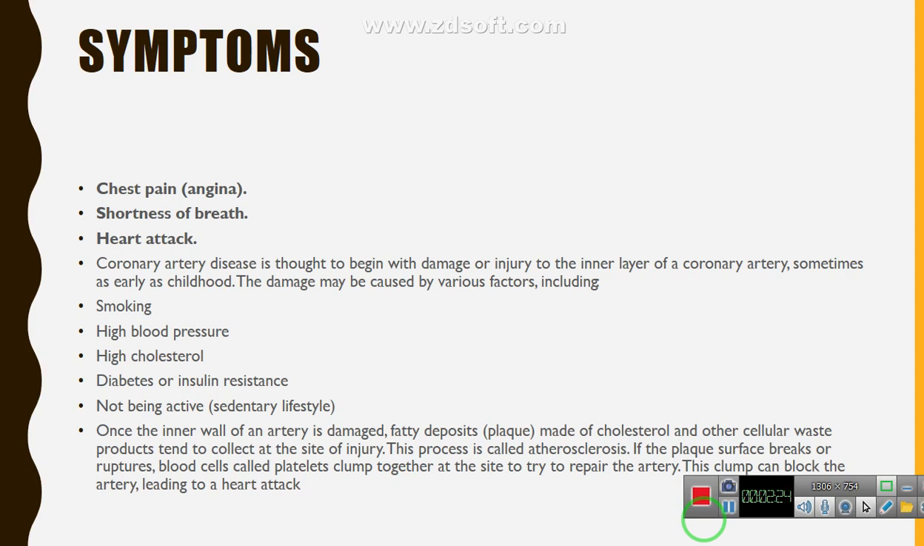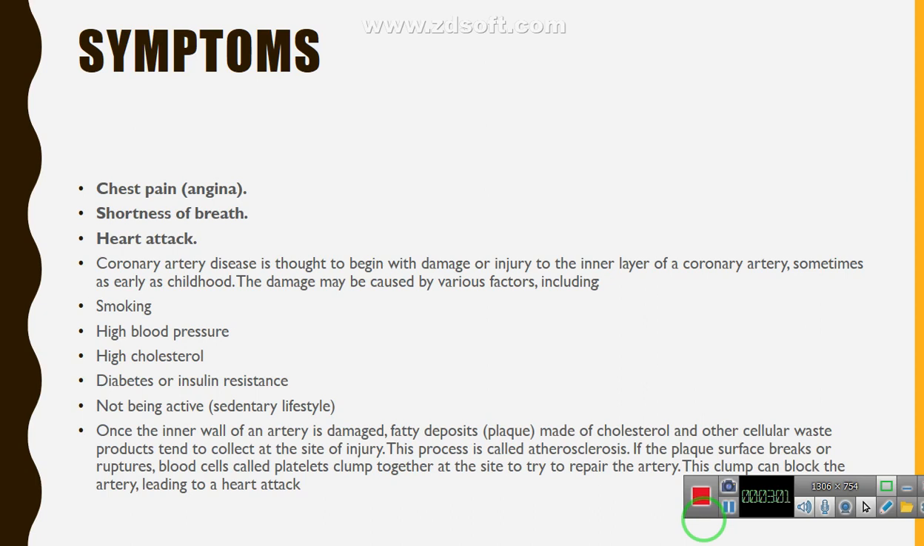And the damage may be caused by various factors, including smoking habits, high blood pressure, high cholesterol, diabetes or insulin resistance, or not being active in routine life, or if someone has a sedentary lifestyle. Once the inner wall of the artery gets damaged, then the fatty deposits, commonly known as plaque, made of cholesterol and other cellular debris or waste products, tend to collect at the site of the injury, and this process is commonly known as atherosclerosis.